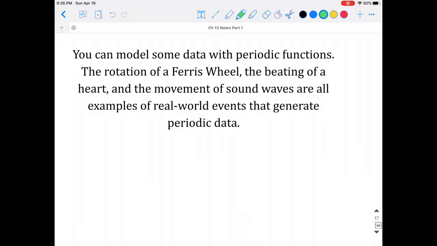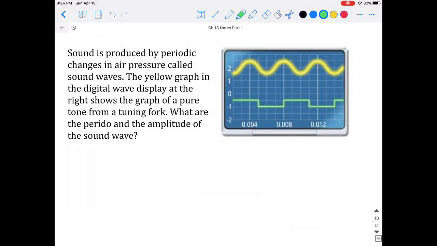Moving on. You can model some data with periodic functions. The rotation of a Ferris wheel, the beating of a heart, the movement of sound waves are all examples of real-world events that generate periodic data. So the last example that we're going to do in this section, we're going to do a word problem. Sound is produced by periodic changes in air pressure called sound waves. The yellow graph in the digital wave display at the right shows the graph of a pure tone from a tuning fork. What are the period and the amplitude of the sound wave?